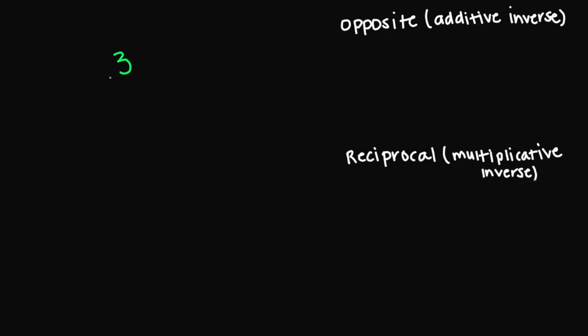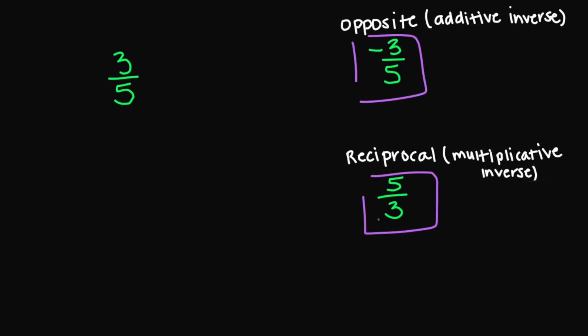What about the fraction 3 over 5? The opposite of 3 over 5 is going to be a negative 3 over 5. Remember, the opposite of positive is negative, and the opposite of negative is going to be positive. So just keep that in mind. And the reciprocal, if I flip my numerator and denominator, your reciprocal here is going to be 5 over 3.